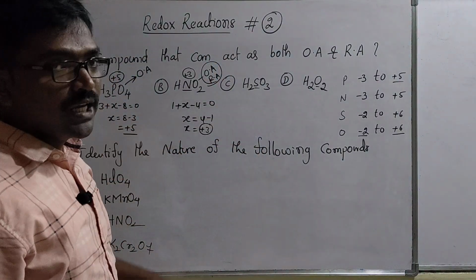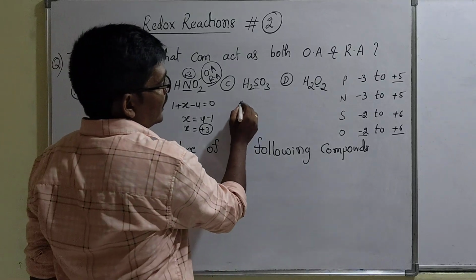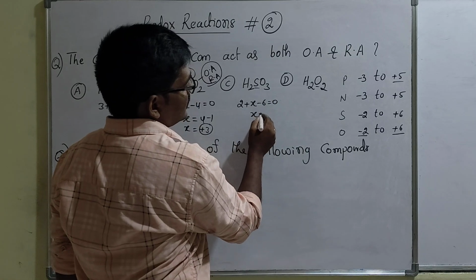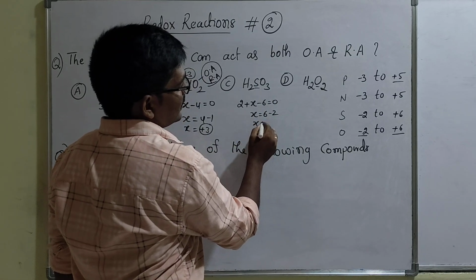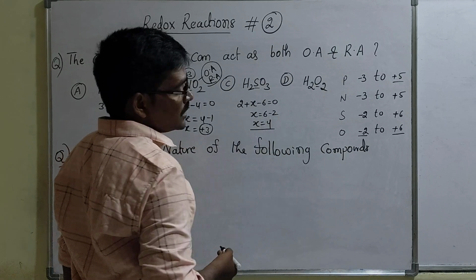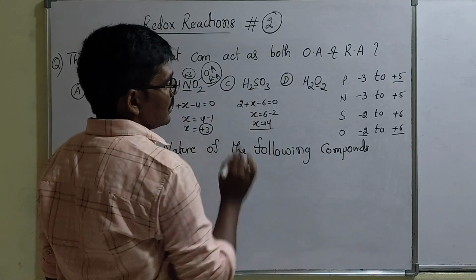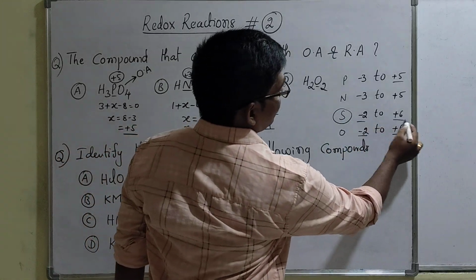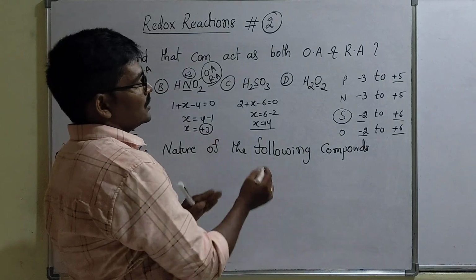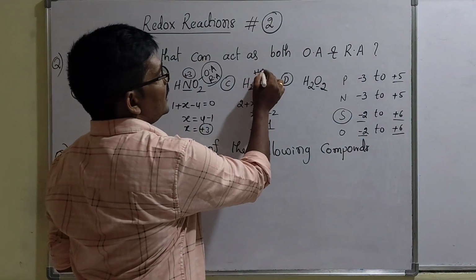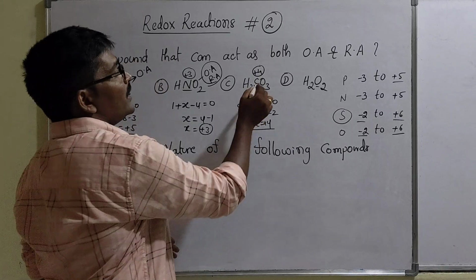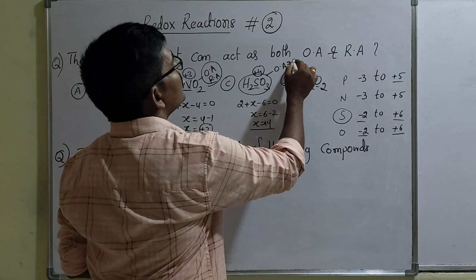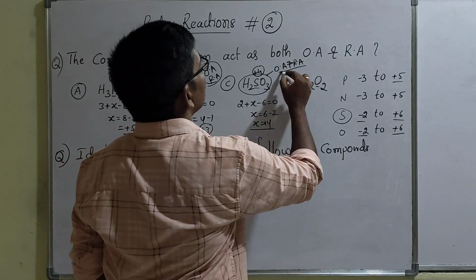Then come to H2SO3. Two hydrogens, plus x minus 6 equals 0, then x equals 6 minus 2, so x equals 4. Plus 4 is the oxidation state for sulfur. For sulfur, the minimum is minus 2 and the maximum is plus 6, so plus 4 is the intermediate oxidation state. That is working as both oxidizing agent and reducing agent.